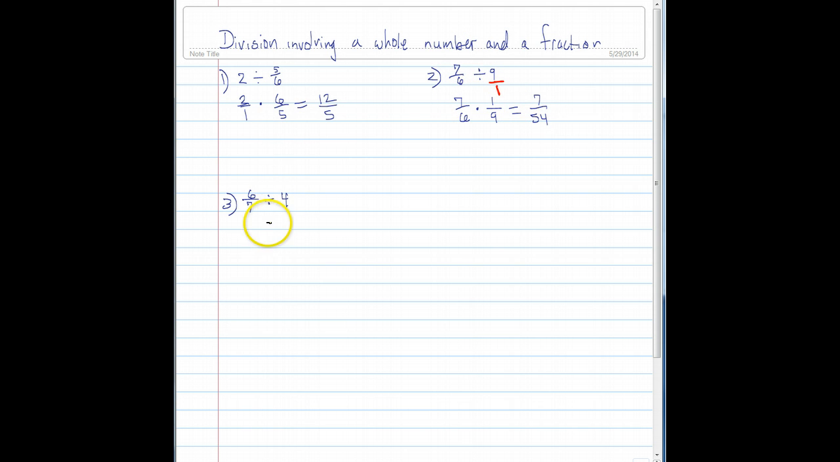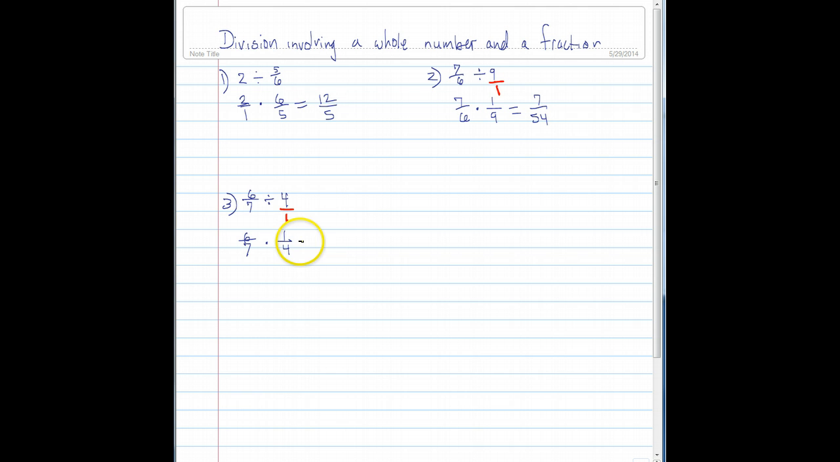And finally, keep, change, flip. We have 4, same thing as 4 over 1. Just to remind ourselves, we can put that there. And finally, we keep the first fraction the same, switch to multiplication, and flip the second fraction.